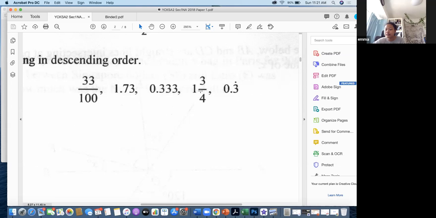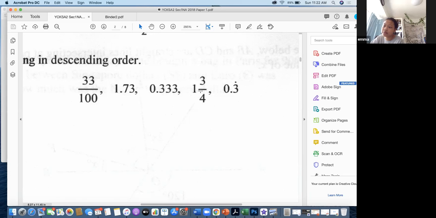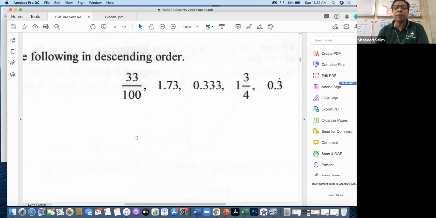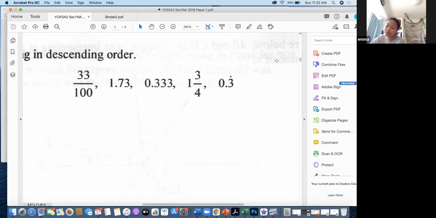1.75. So you can arrange which is the smallest. Give me the actual number given. If it's a fraction, give me a fraction. Smallest would be? 1/4. That's the biggest, means descending, correct. Okay, next one will be? 1.73. Good. Then the next one?